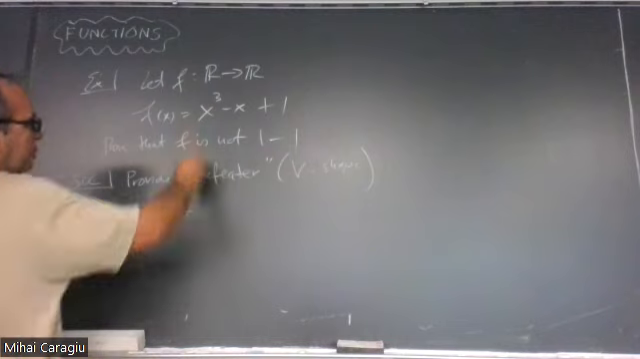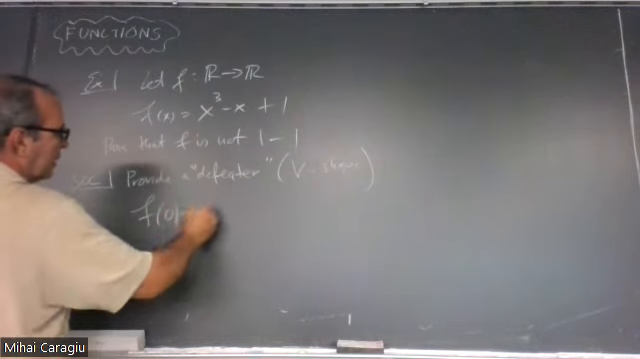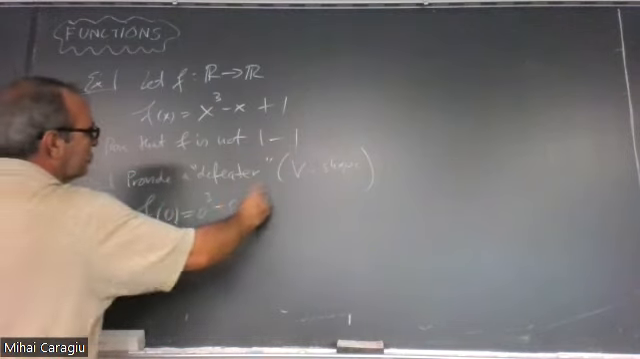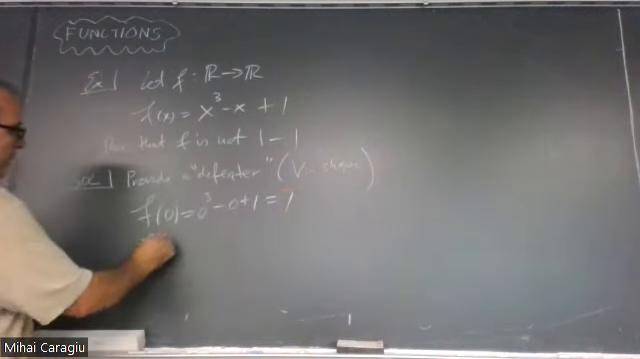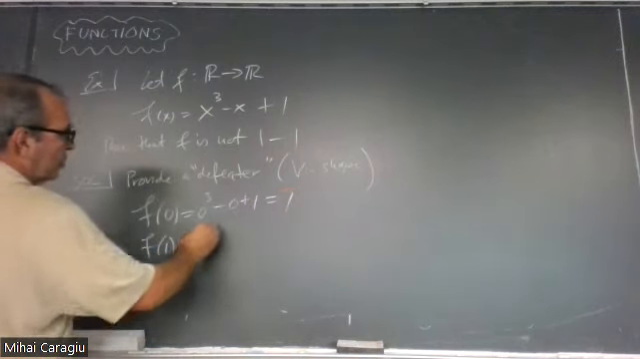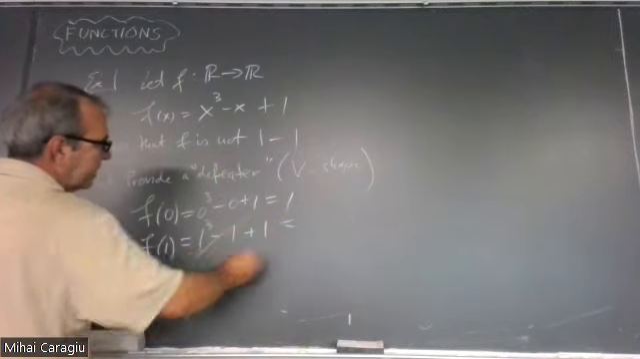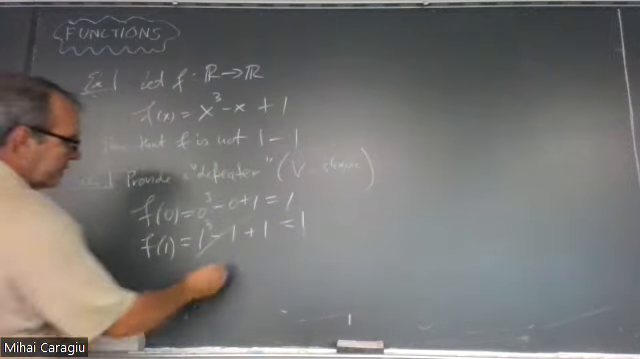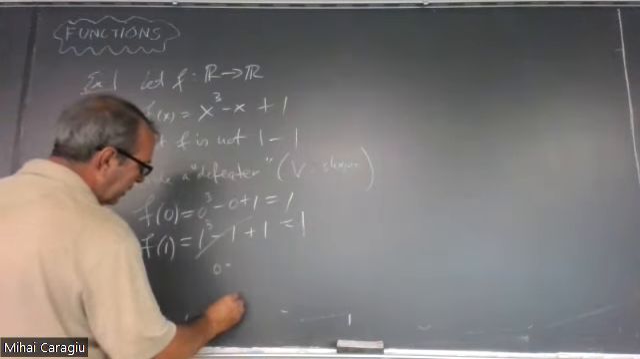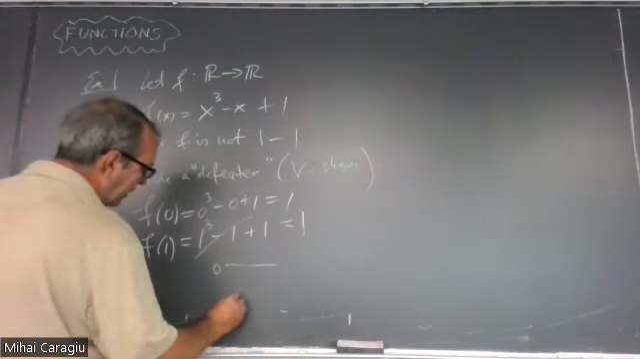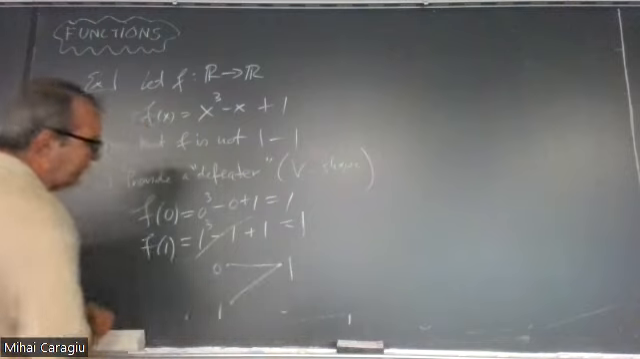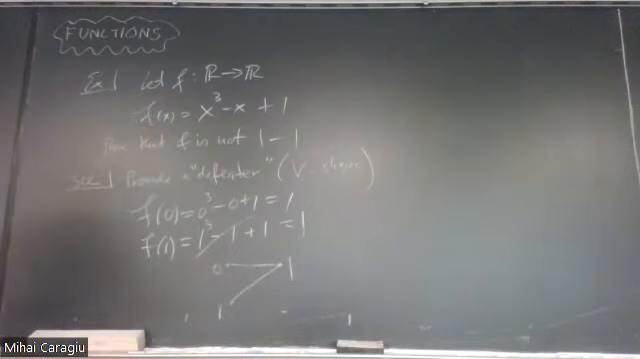F of 0 equals 0 cubed minus 0 plus 1 equals 1. F of 1 equals 1 cubed minus 1 plus 1. This is 0 and is still 1. So in other words, 0 is not 1, but both f of 0 and f of 1 are 1. So it's a V shape, which is a defeater for one-to-one.